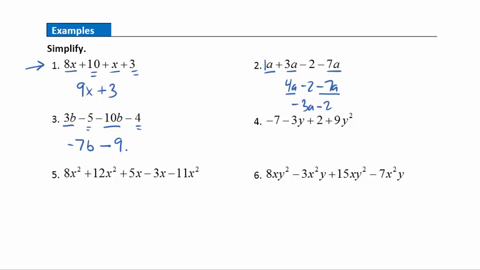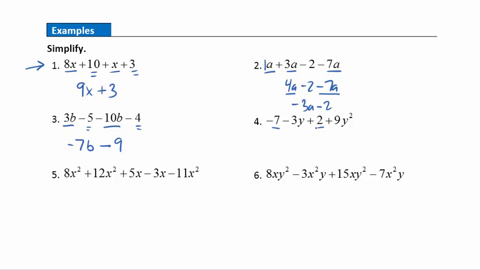All right, example 4. It looks like we have some constant terms, and we've got to be careful here. In order for things to be like terms, they have to have matching variable parts. They have to have the same variable and the matching exponents. So those are not going to be like terms. I really only have these 2 constant terms as like terms.